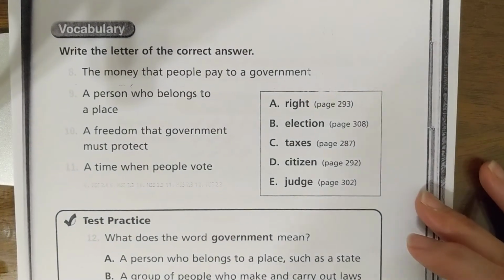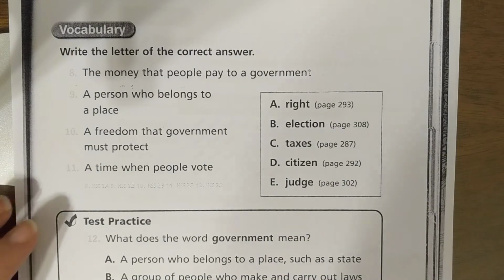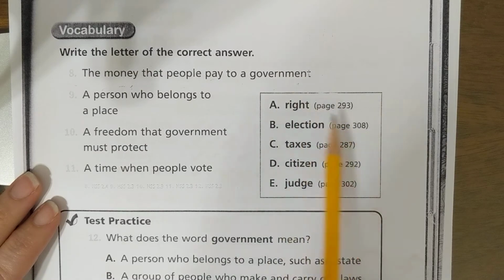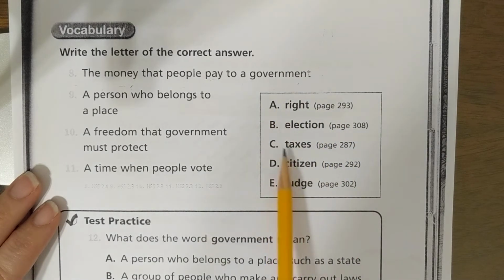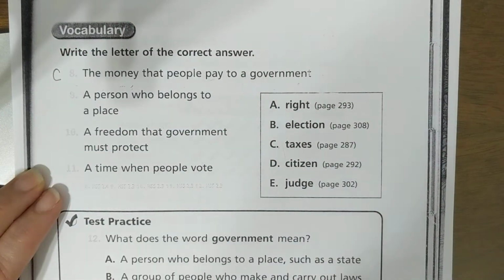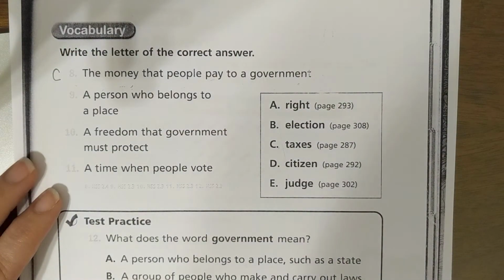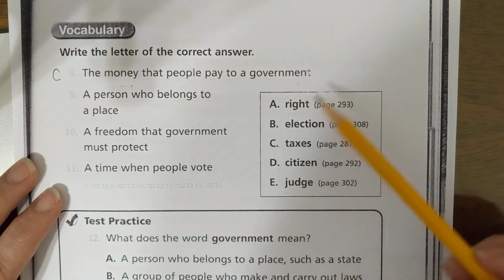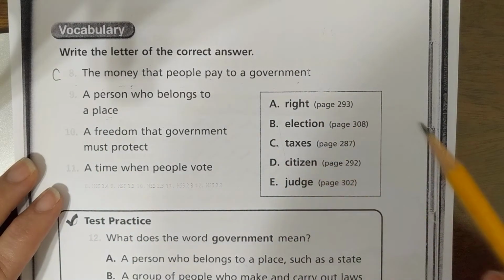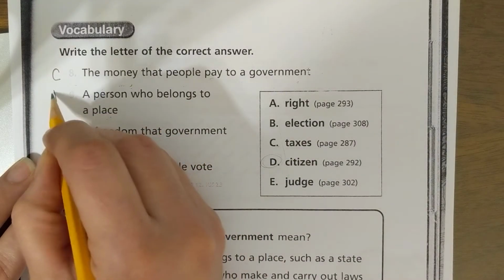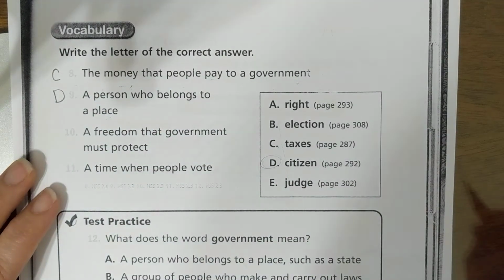We have to match the letters to what they mean. So the money that people pay to a government, what is that called? The money they pay, that would be C, taxes. Okay, number 9, a person who belongs to a place. That would be a citizen. They belong to the place, whatever they're a citizen of. So D, number 9 was D.